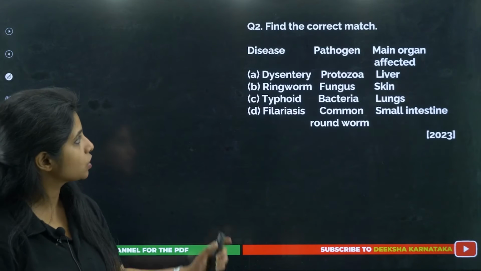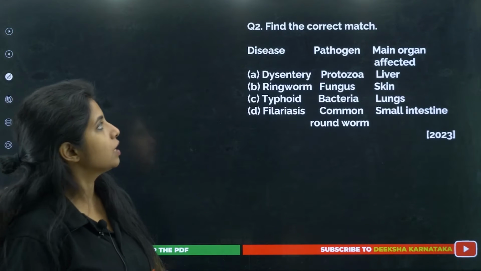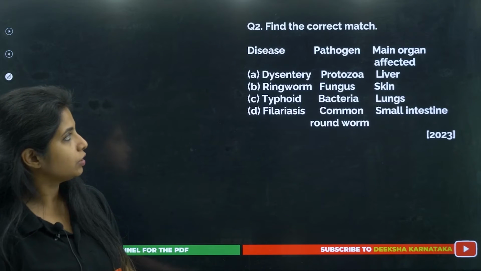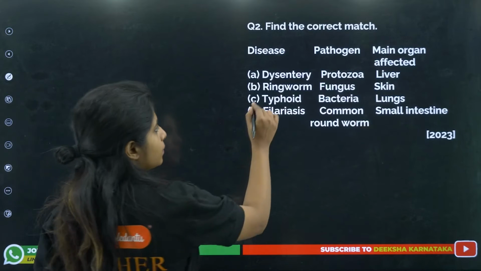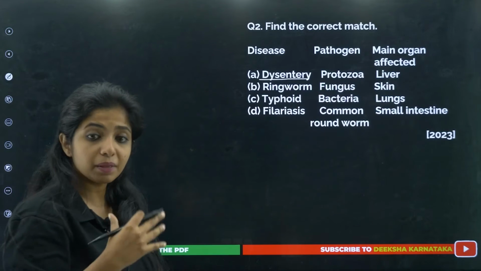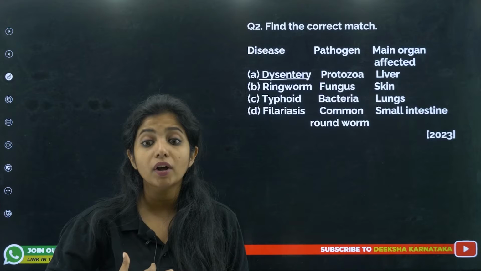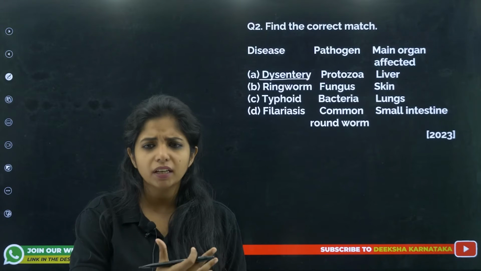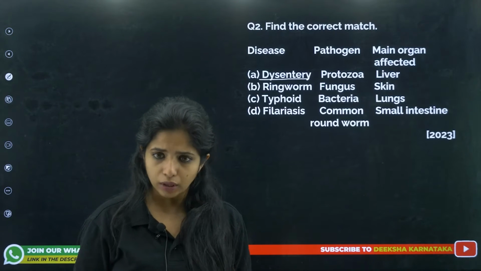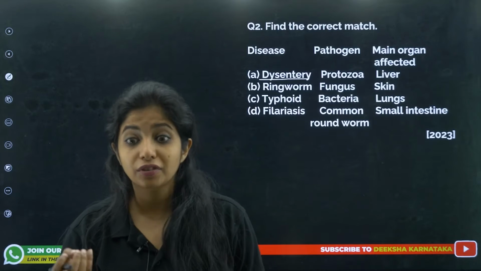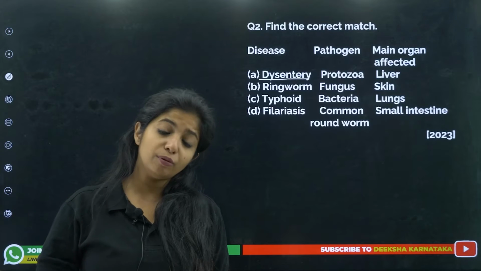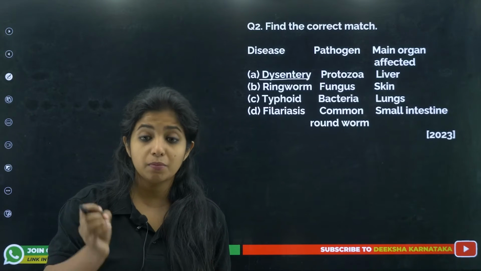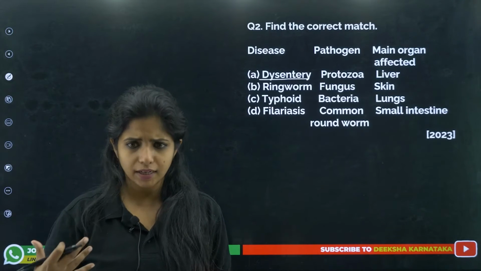Got it? Let's go ahead with the next question. Find the correct match. You have the disease, the pathogen, and the main organ which is affected. Dysentery is also known as amoebic dysentery. Dysentery means what? You have stool, the waste material that is removed by your body. Now in the stool you will be finding blood also. There will be blood and mucus. This is what you call dysentery.